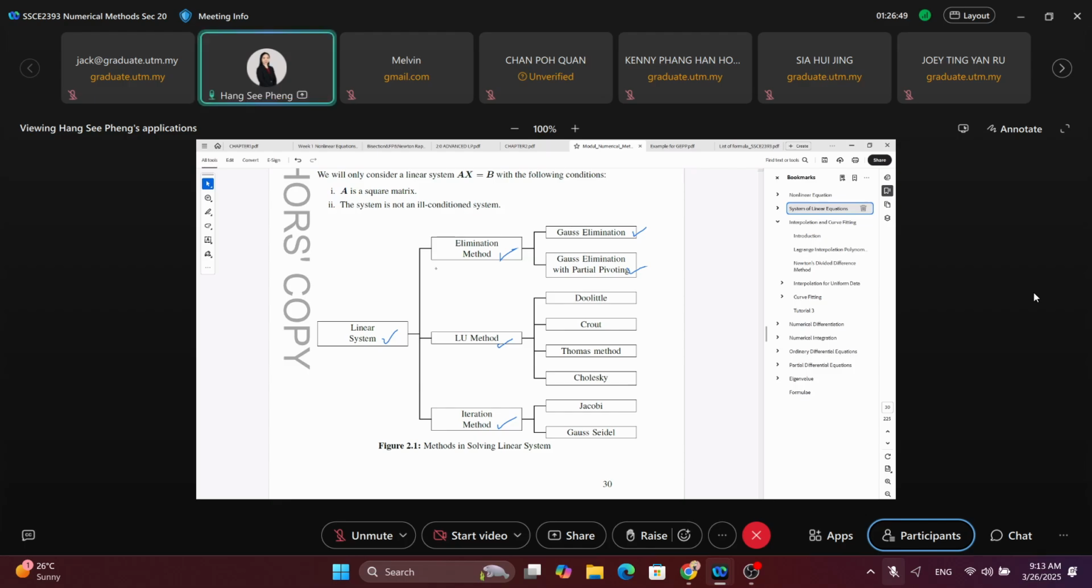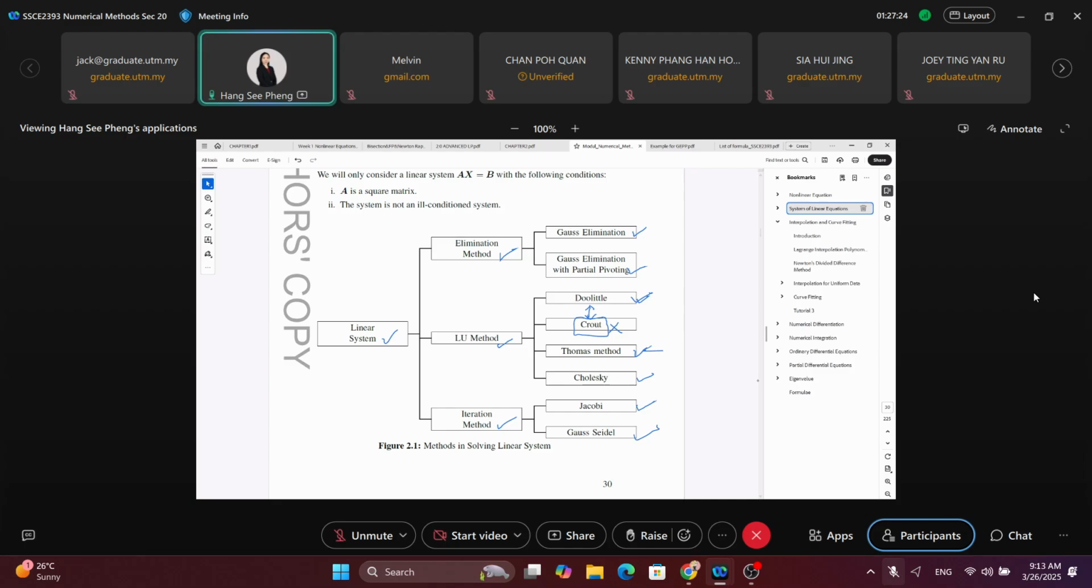Yeah. And tomorrow we will cover Doolittle, Cholesky, and see whether we have time to cover another one, the Thomas method. Crout method is in our textbook, but we are not going to discuss it. Why? Because the concept is very similar to Doolittle. If you know how to do Doolittle, then no problem for you to go to Crout. So we only focus on one. Yeah. And then we have the Jacobi, we have the Gauss-Seidel.